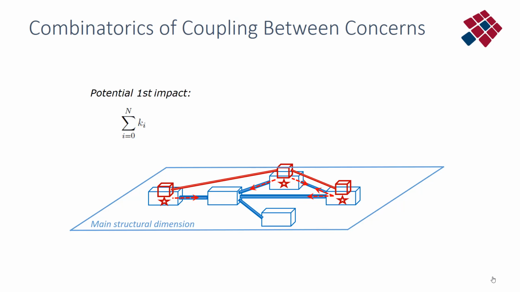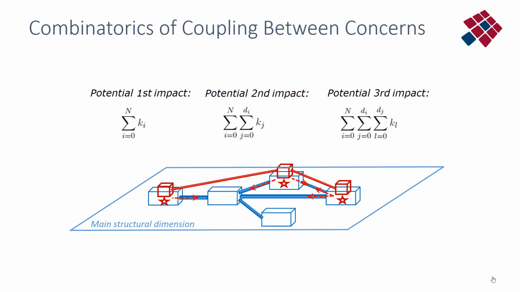And so we can have the first potential impact, where we can have impacts in all the various versions or variants of the modules, but we can have potentially second order impact, third order impact, etc. So now it is about time to study these other dimensions, these other cross-cutting concerns, and the interconnection between these other concerns or dimensions with the main functional structure, with the main structural dimension.